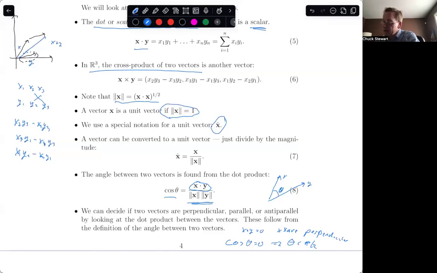By looking at the dot product, we can tell if they're perpendicular, parallel, or anti-parallel. So especially if they're unit vectors, if they're anti-parallel, then their dot product is -1. If they're parallel, their dot product is 1. And if they're perpendicular, the dot product is 0.